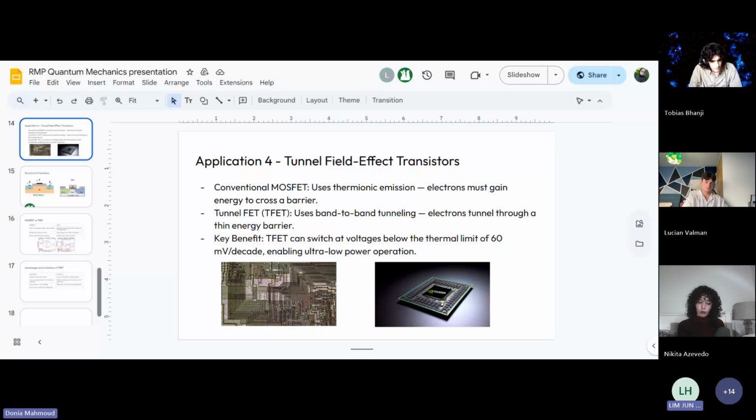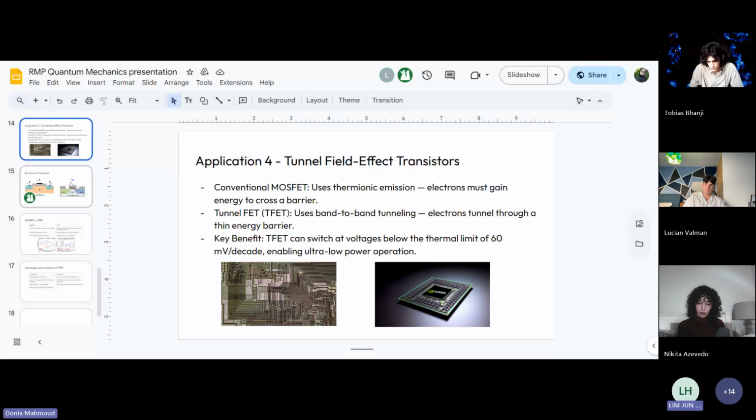As for the conventional MOSFET, which is widely used in the industry right now, it uses thermionic emission, in which the electrons must gain energy to cross the potential barrier. Whereas the TFET uses band-to-band tunneling, which means the electrons just tunnel through a thin energy barrier without needing to possess energy greater than the energy barrier. The key benefit here is that the TFET can switch at voltages below the thermal limit of 60 millivolts per decade, enabling ultra low power operation.